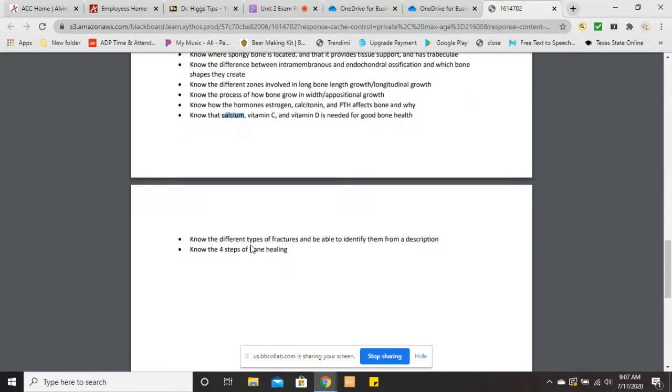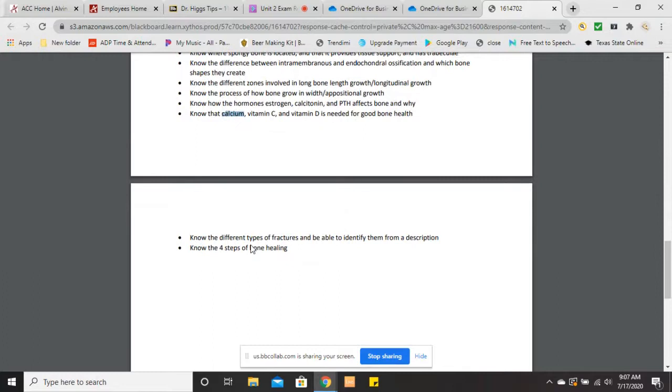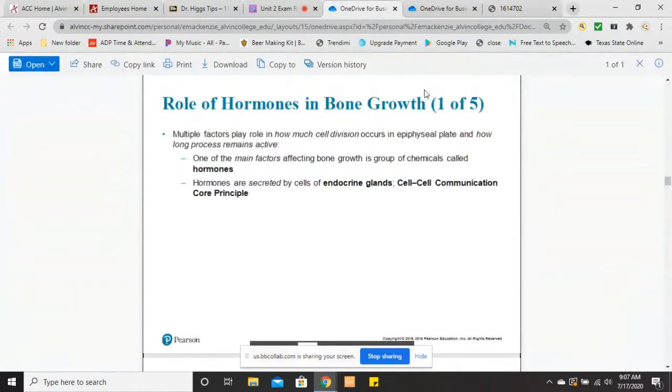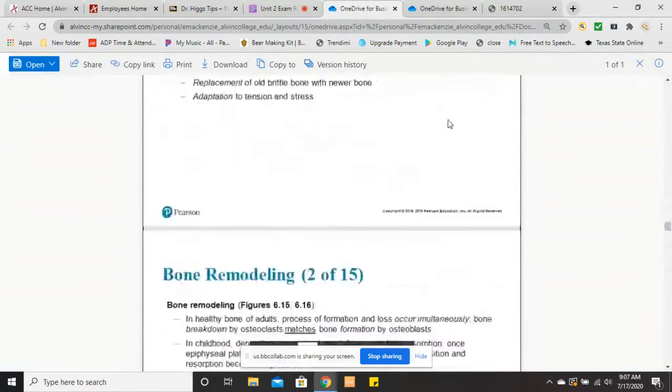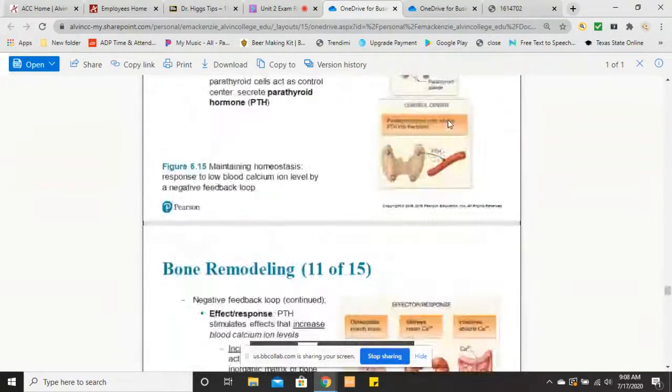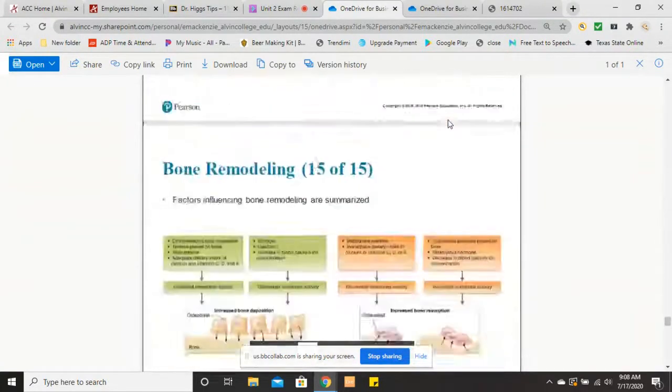And then we finish off with when things go wrong. One thing that could go wrong with your bones is you could break them. We call that a fracture. Like a lot of other things in this class, there are lots of options. There are lots of ways to break a bone. There are lots of different types of fractures.